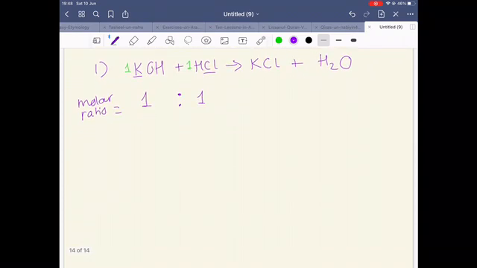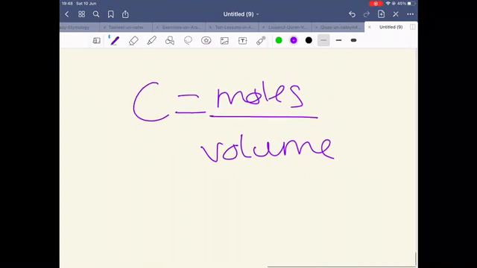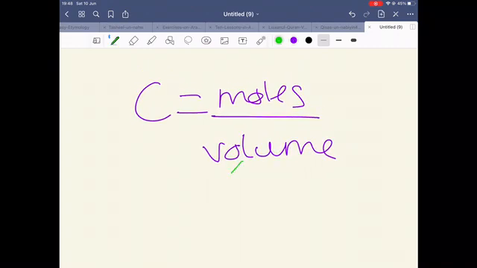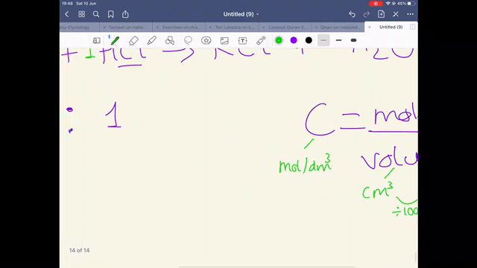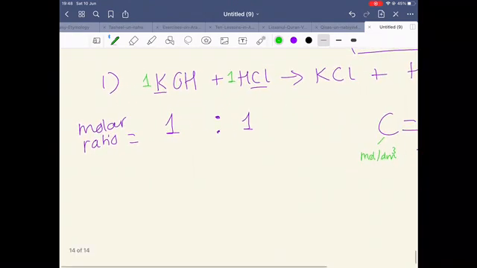Okay, now with titration, it involves the concentration equation, which is concentration equals moles divided by volume. You need to know the units of volume. This is very important. Volume can be given to us in centimeters cubed, but we want to convert it to decimeters cubed. To convert that, you divide centimeters cubed by 1,000 to get to decimeters cubed. So therefore, the units for concentration are mole per volume because it's mole divided by volume.